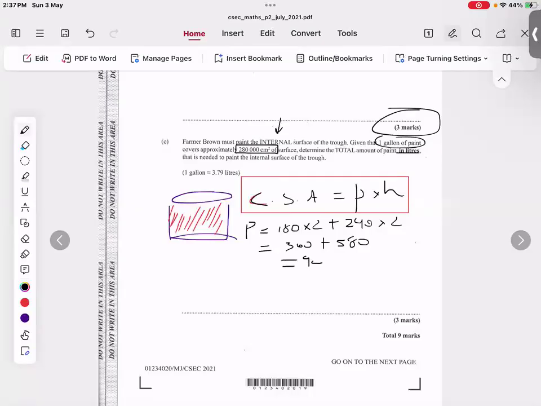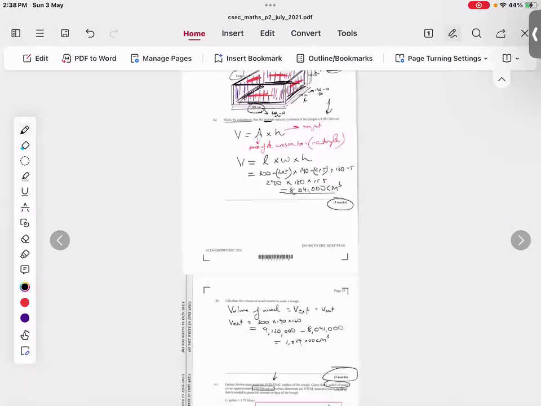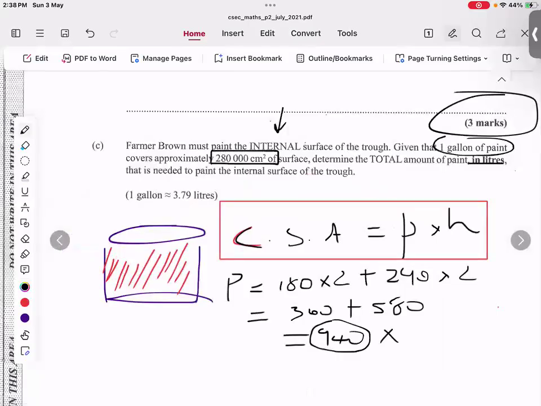940. All right. So the perimeter of the internal section is what? 940. But we have to times it by the height. And the height is what? So they've emphasized 155.